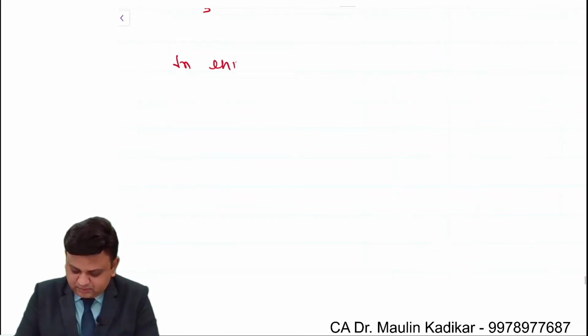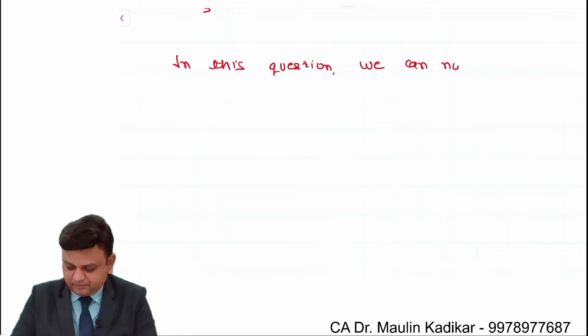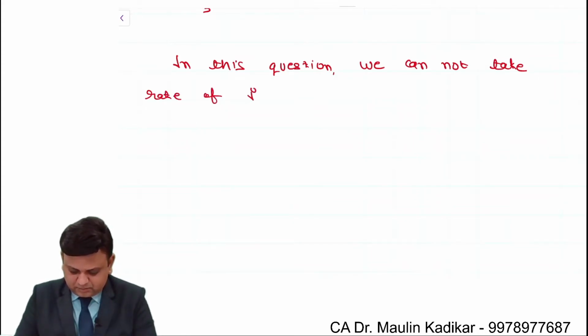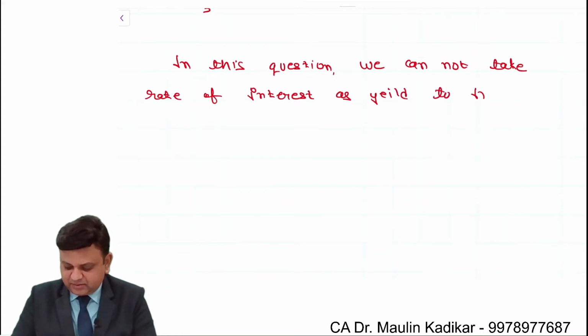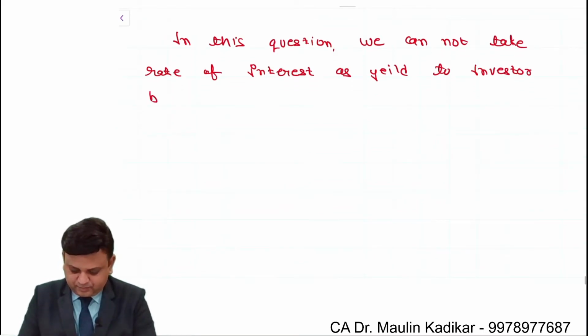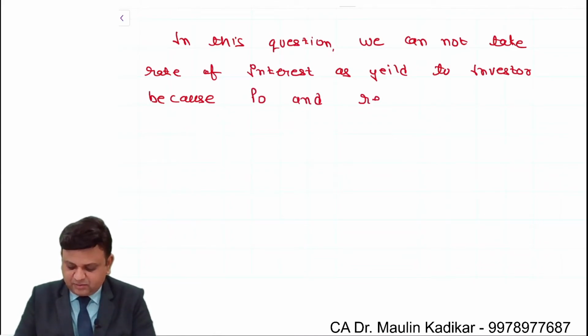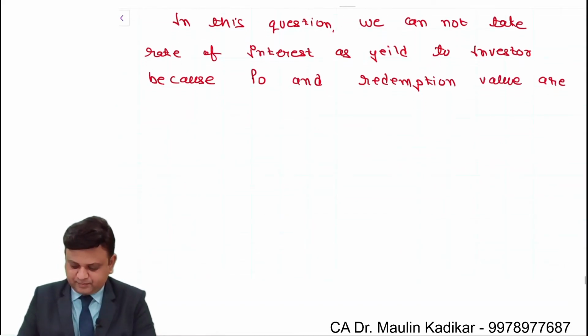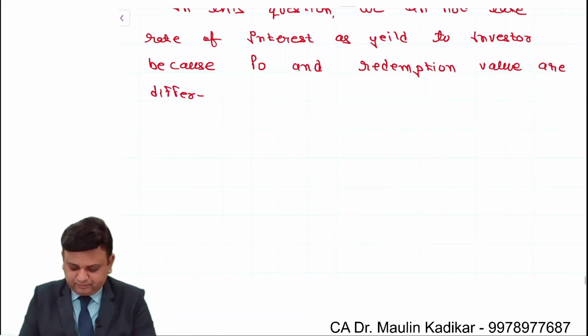That is the answer. Write down a small note for the answer. In this question, we cannot take the rate of interest as the yield to the investor, because P0 and redemption value are different.